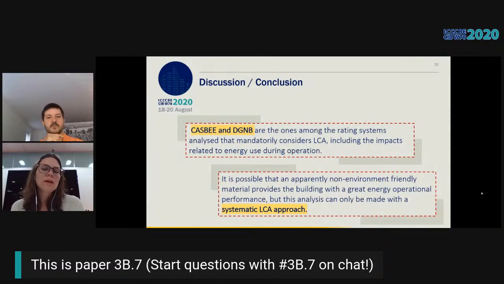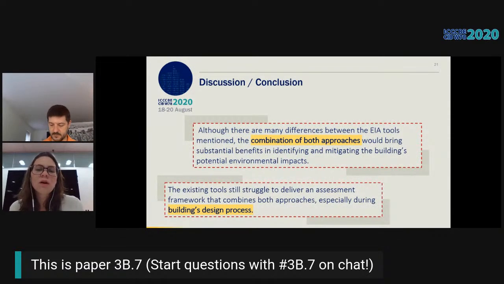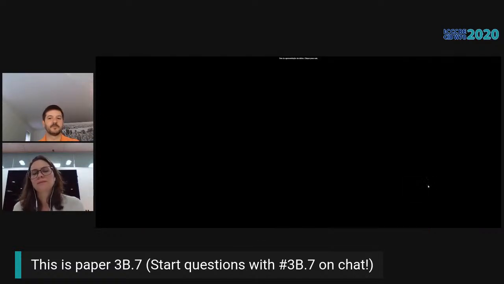But the most efficient way to evaluate the impacts of a design choice is through a systematic LCA approach, considering all life cycle stages. So it was found that the combination of LCA with rating systems would bring substantial benefits in identifying and reducing buildings' environmental impacts, but the existing tools still struggle to deliver an assessment that combines both approaches, especially during buildings design process.